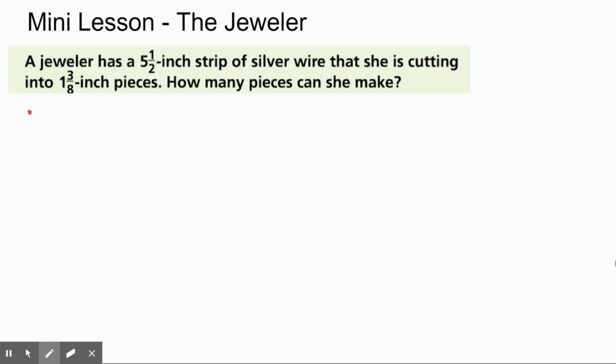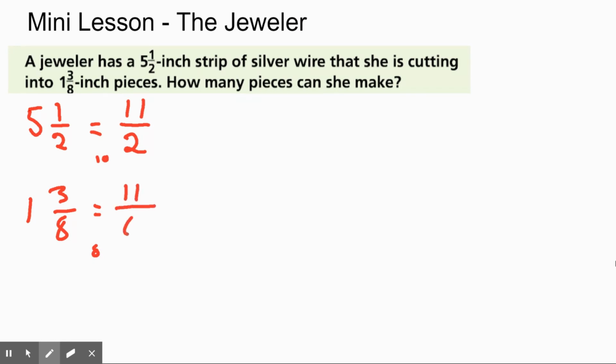So we have 5 1/2. If we take our bottom and body, multiply them together, we get a 10. Add the 1 from the top, and we'll get 11 halves. If we do the same thing for the 1 3/8, we do 1 times 8, which would be 8, plus the 3, which is again going to be 11, but this time our denominator is 8.